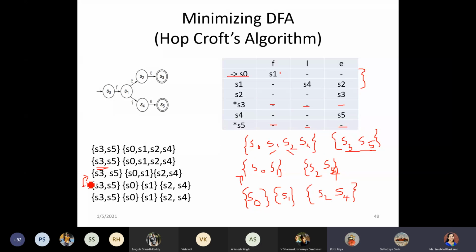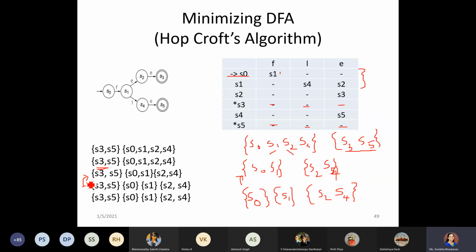Thank you. So now you can draw the DFA for this. I'll take one more example for Hopcroft's algorithm, one more grouping approach. With that, I'll stop this minimization of DFA and continue with the coding part.